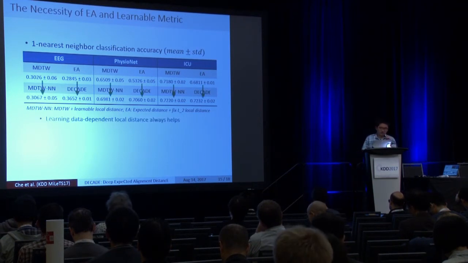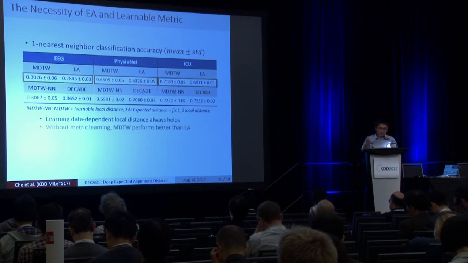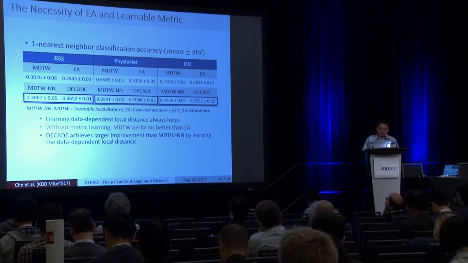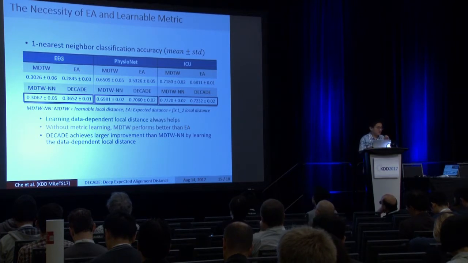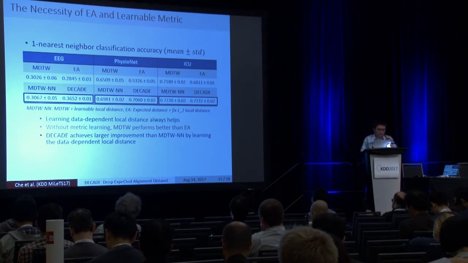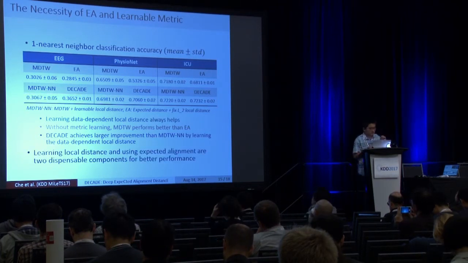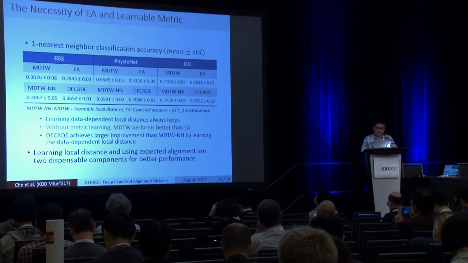So first, we can see that learning a data-dependent local distance always helps. And also, even without the metric learning, the dynamic time warping performs better than expected alignment. But if we incorporate the learnable local distance, the DECADE achieves larger improvement than the dynamic time warping. So this is because by incorporating the local distance in the expected alignment, the training is quite effective. And we can say that these 2 components are necessary.